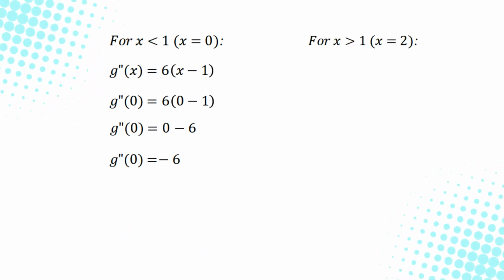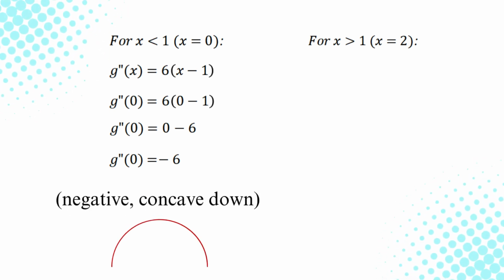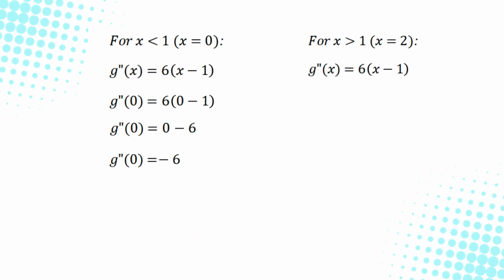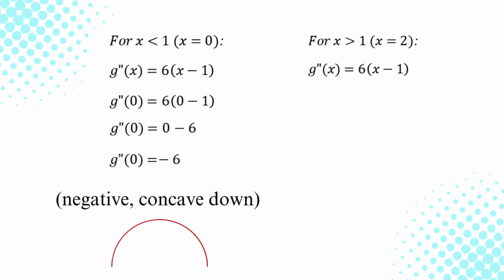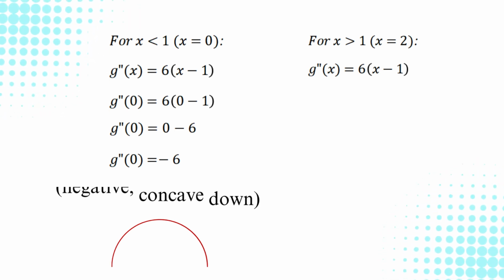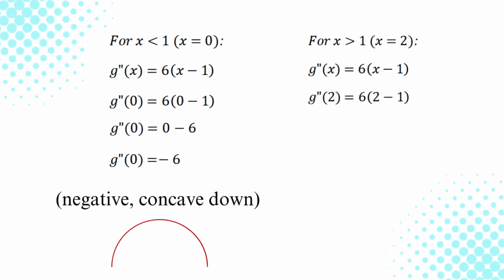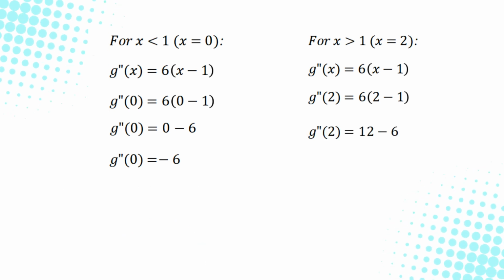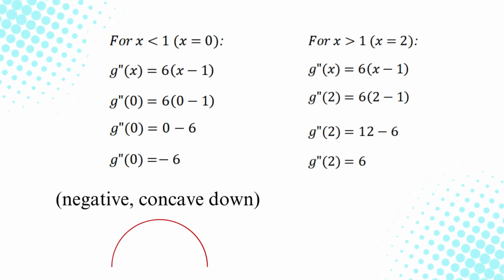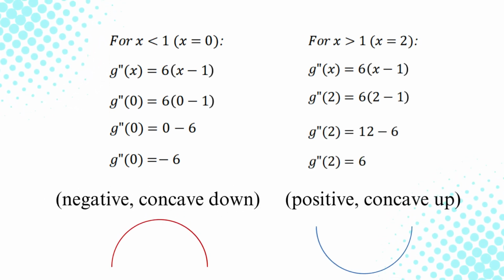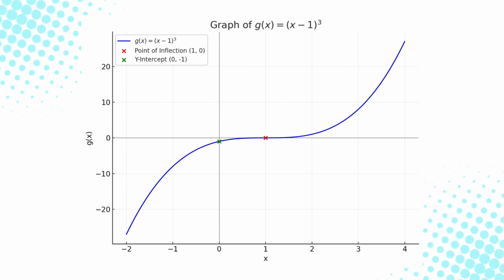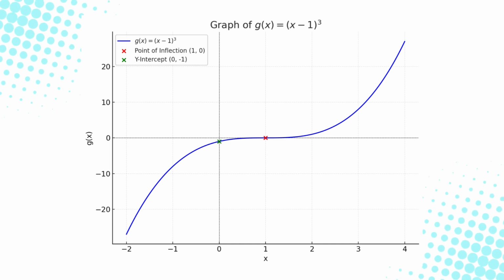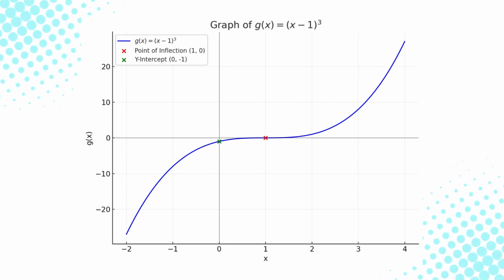For x greater than 1, let us say x equals 2. g double prime of x equals 6 times the quantity of x minus 1, and that is g double prime of 2 equals 6 times the quantity of 2 minus 1, and that is 6, which is positive, so concave upward. So we have here the graph of our function g of x equals the cube of x minus 1.